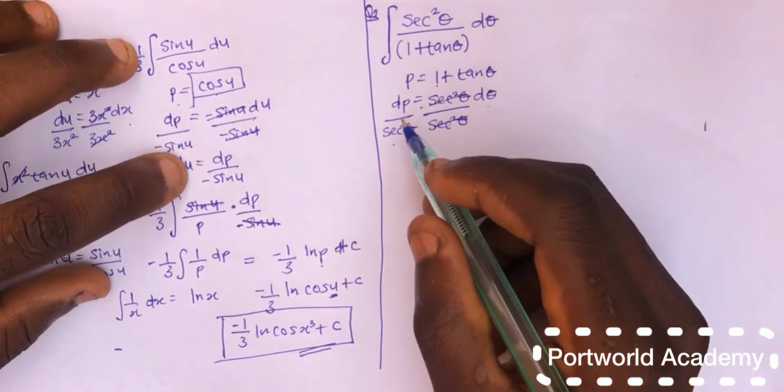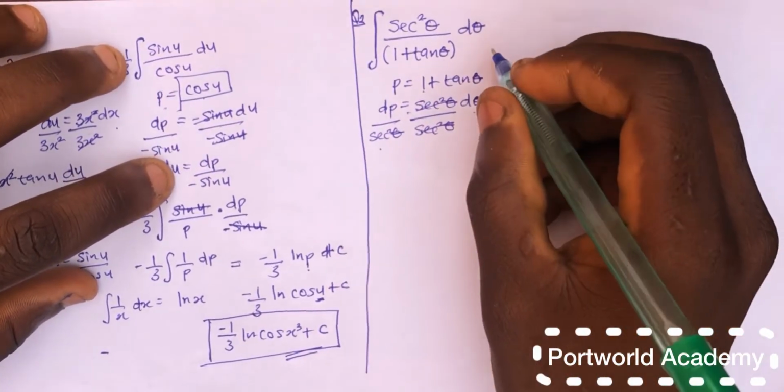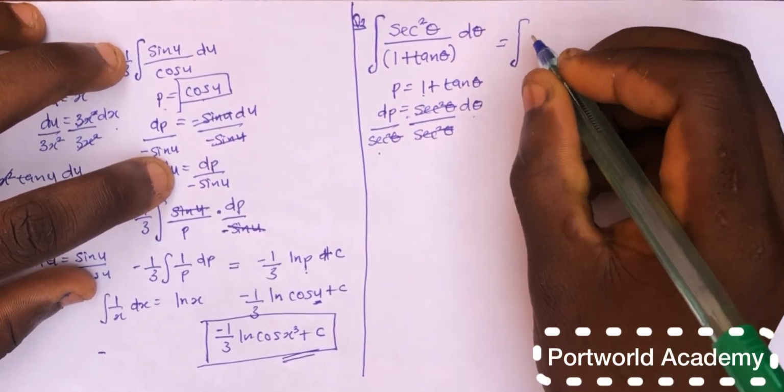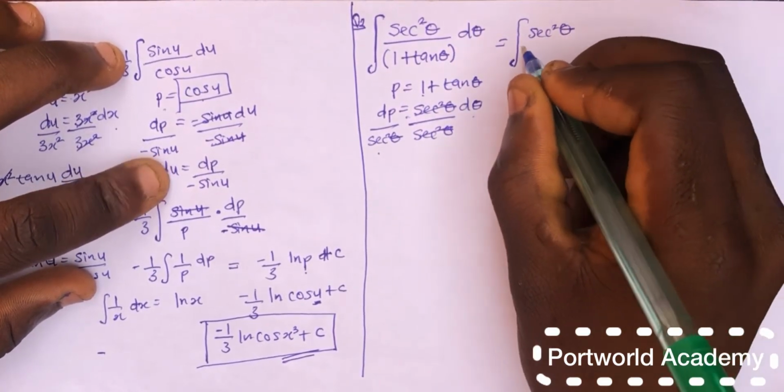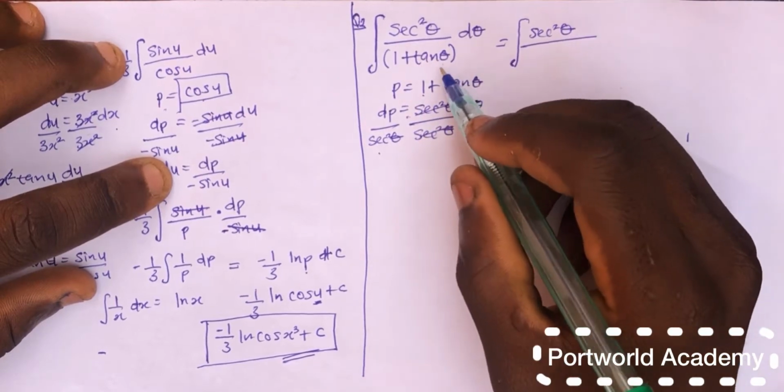So let's put this expression into this equation. So we are having the integral of sec squared theta divided by 1 plus tan theta is the same thing as what?